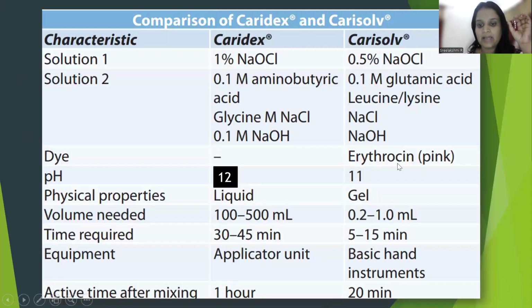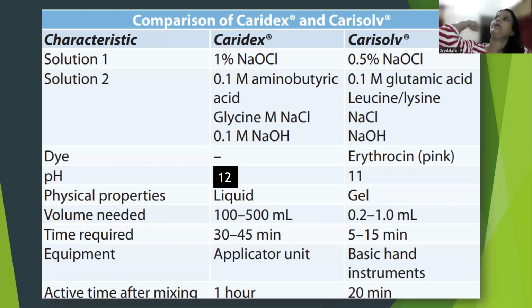So this is a comparison which is very important, of Kdx and Kdisol. As I told, both are two solutions, and solution one of Kdx contains 1% sodium hypochlorite, but in the case of Kdisol, it is only 0.5% sodium hypochlorite. So the harsh effect of the hypochlorite on adjacent healthy tissues can be minimized by using Kdisol.